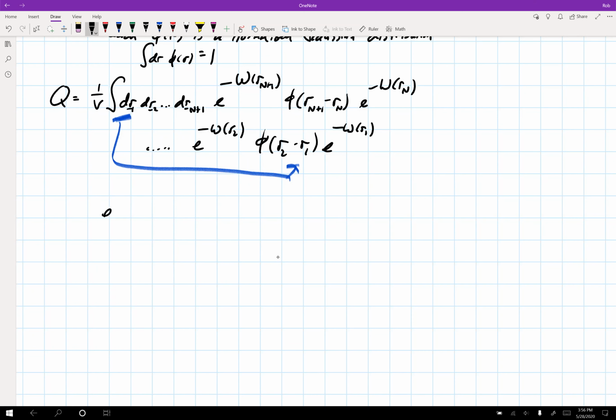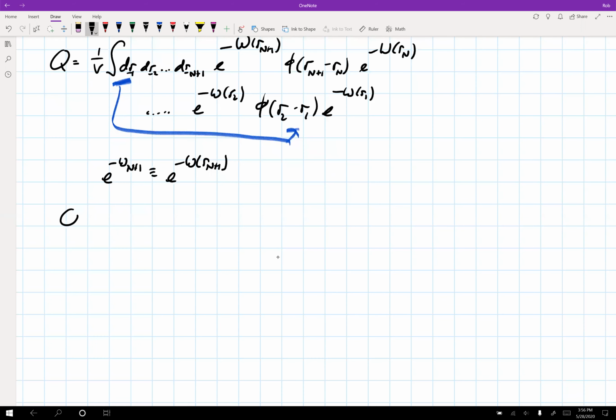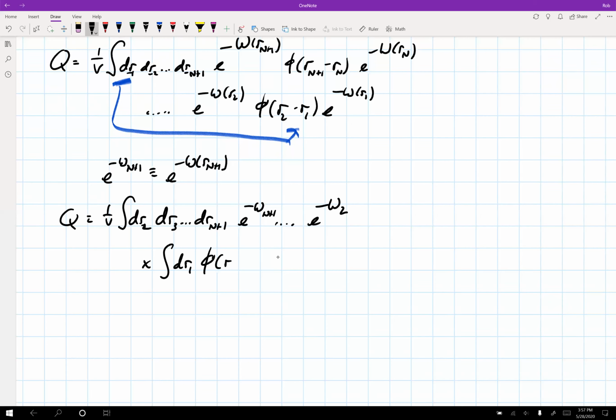I'm going to introduce a shorthand that e to the minus w n plus 1 is e to the minus w of r n plus 1. With that shorthand, we'll have 1 over V, dr2 through dr n plus 1, because now we're taking that term and dealing with it elsewhere. We have all the terms that come before it, e to the minus w n plus 1, and everything down to e to the minus w2. This is then multiplied by integral dr1, and we have phi of r2 minus r1, e to the minus w1, w of r1.